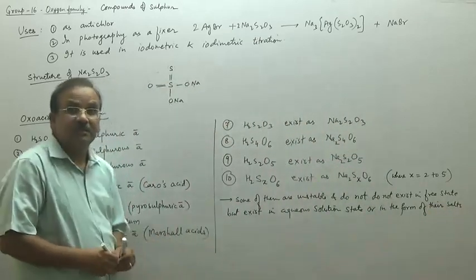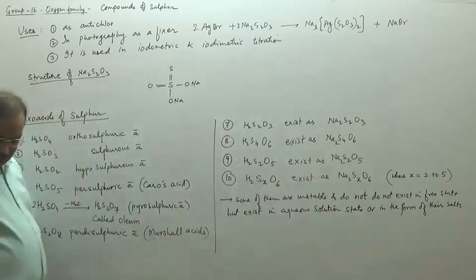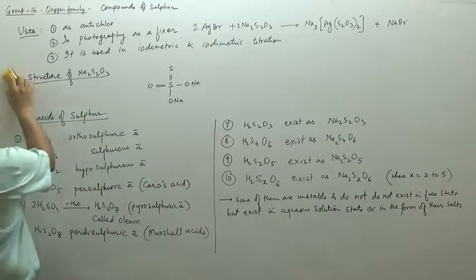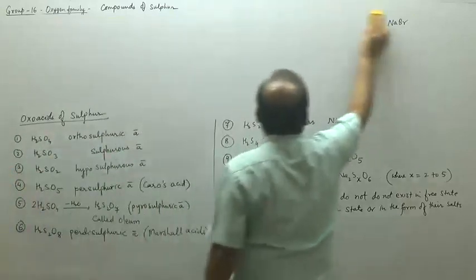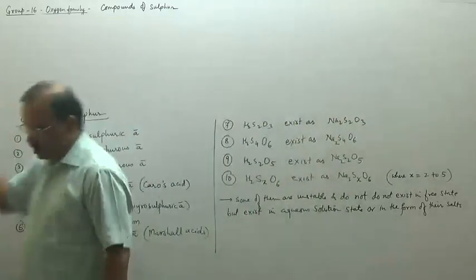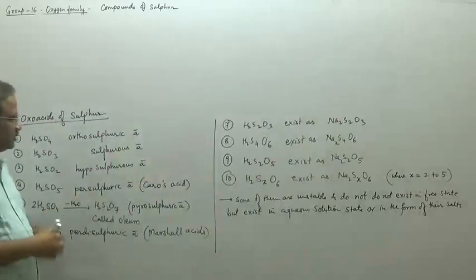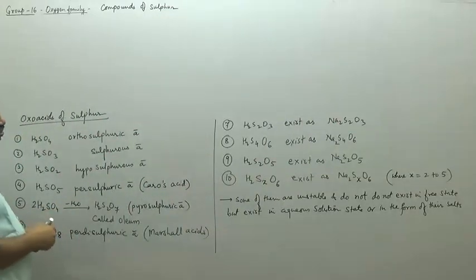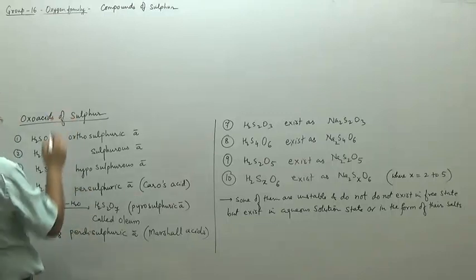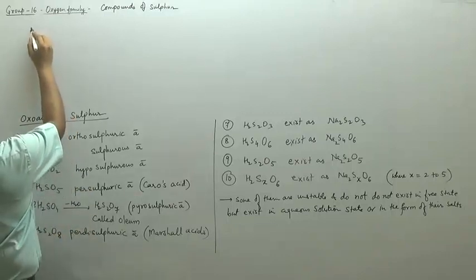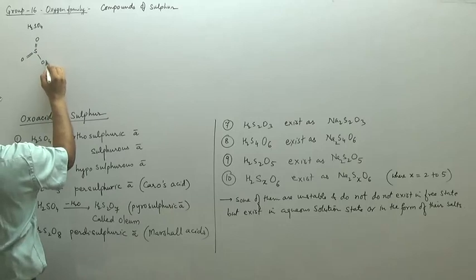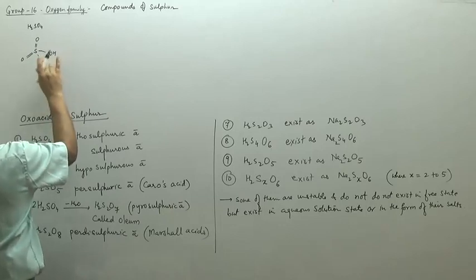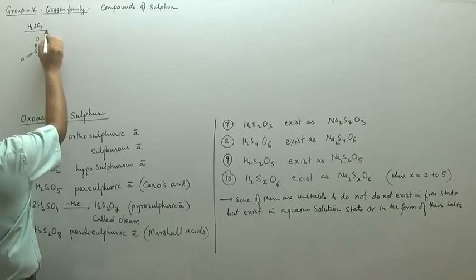Now we can write the structure of all these acids. So let us check the structure of all these acids. I'm going to remove this part. Let us write the structure of these oxy acids. H2SO4 is known to us: sulfur, double bond O, and 2 OH groups. That is H2SO4 with sp3 hybridization.